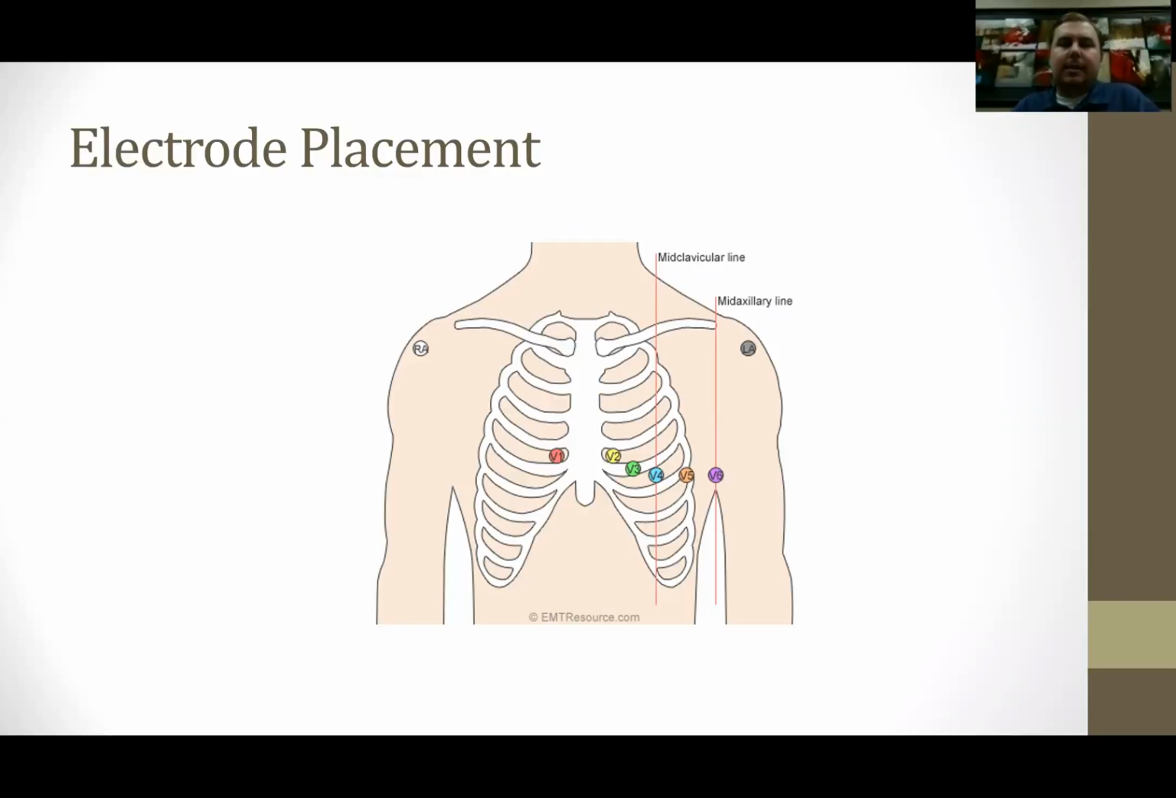Most common mistakes are going to be placing V1 and V2 either in the 2nd intercostal space or the 3rd intercostal space, and that's going to cause the 12 lead to look like incomplete right bundle branch block whenever that pathology isn't present. And then also not putting V6 all the way at the mid-axillary line. That also is going to kind of mimic bundle branch block.